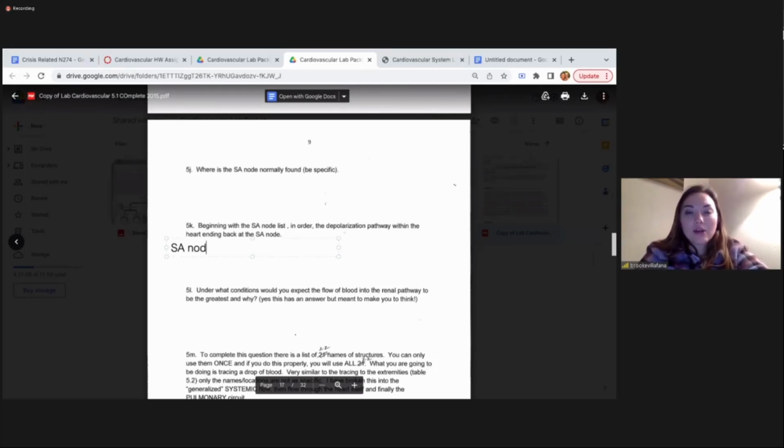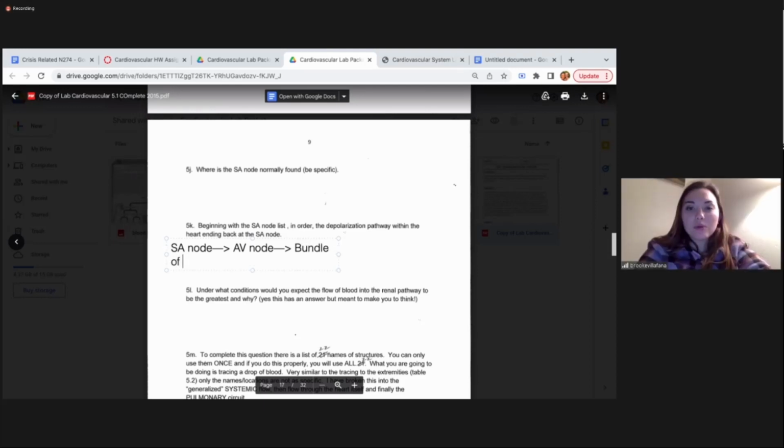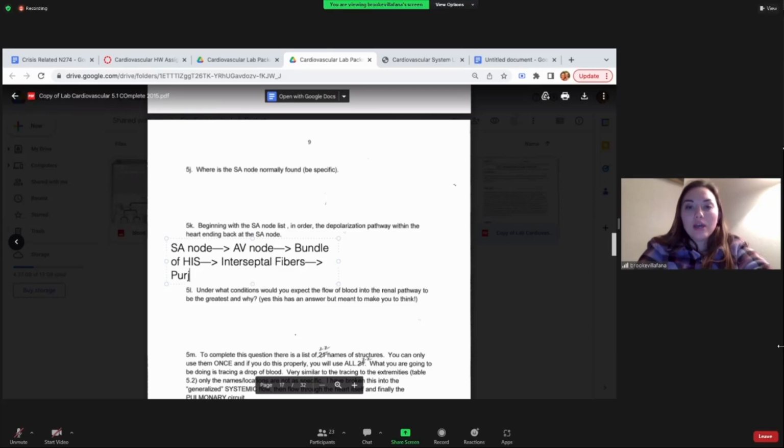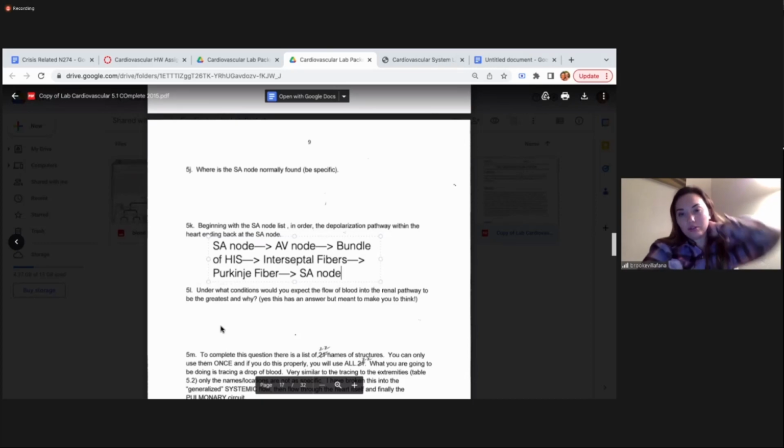So the SA node, what does that go to next? The AV node. And then the bundle of His would be next. And then the interseptal fibers. And then remember how I said that you have the Purkinje, and then one Purkinje fiber goes back up to the SA to start it over. So then it would just be kind of a revolving circle.